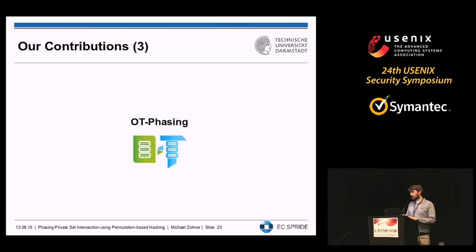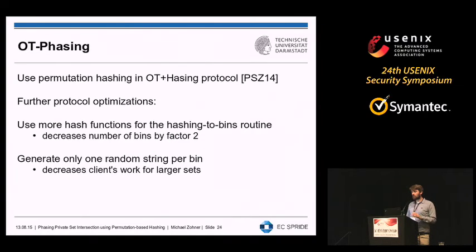I'm now going to come to the last contribution, the OT-based private set intersection protocols. Briefly, because I don't want to go into the details, we applied the permutation-based hashing and did two or three optimizations, such as using more hash functions in the hashing scheme, as well as changing the underlying protocol in order to reduce the work set of the client, which helps especially for larger sets.